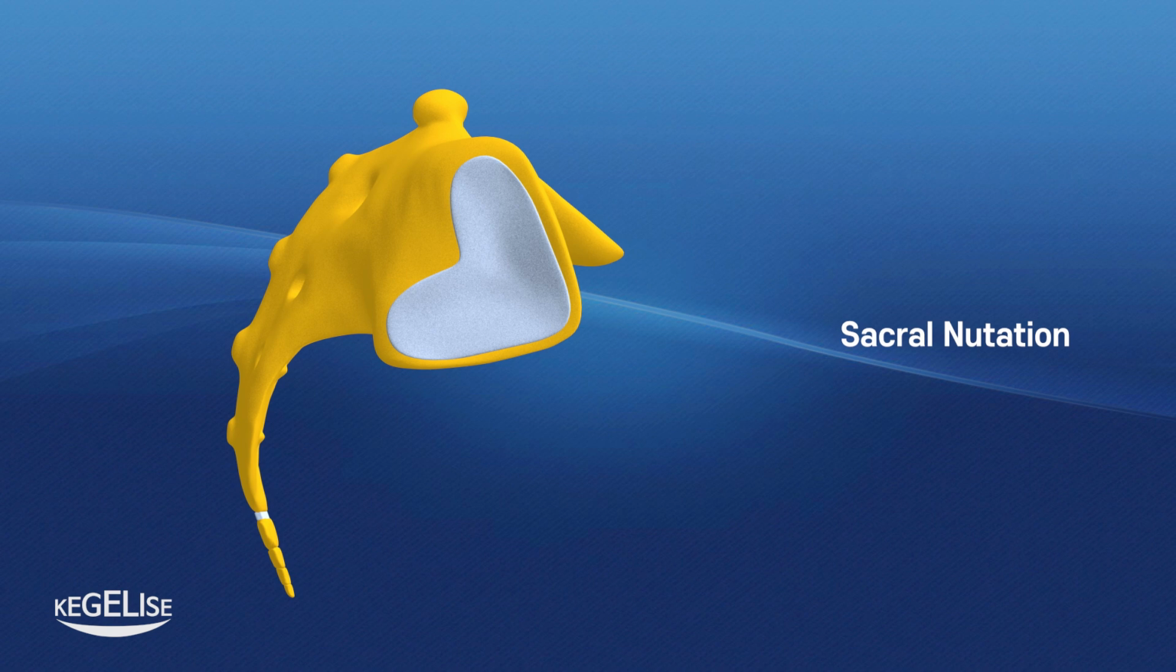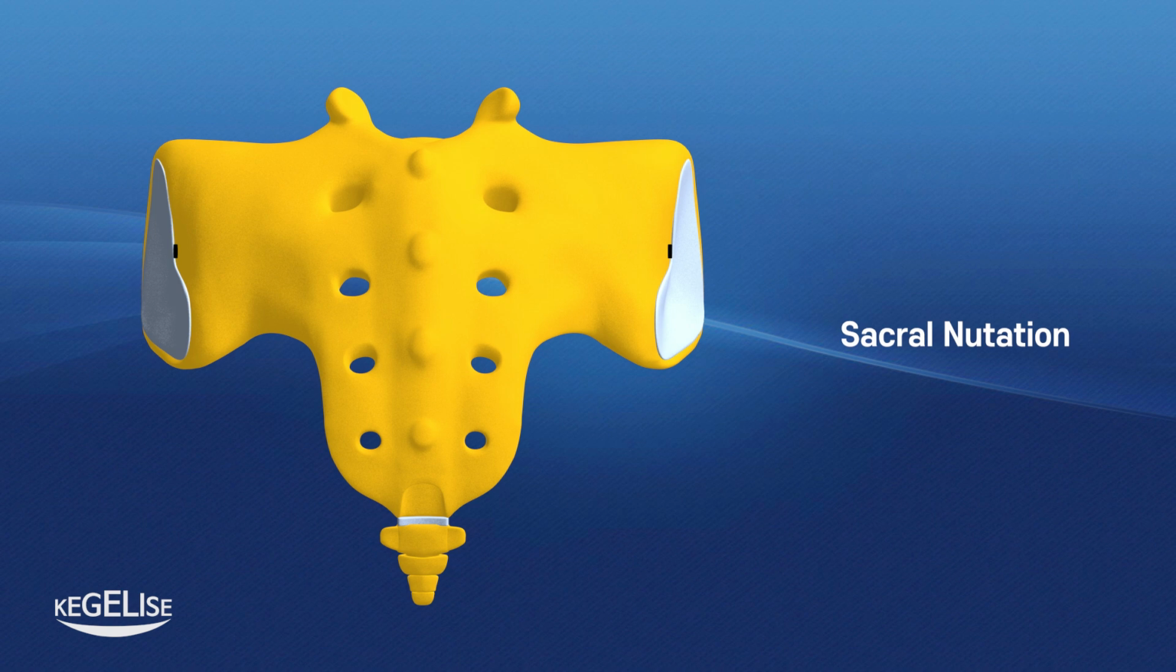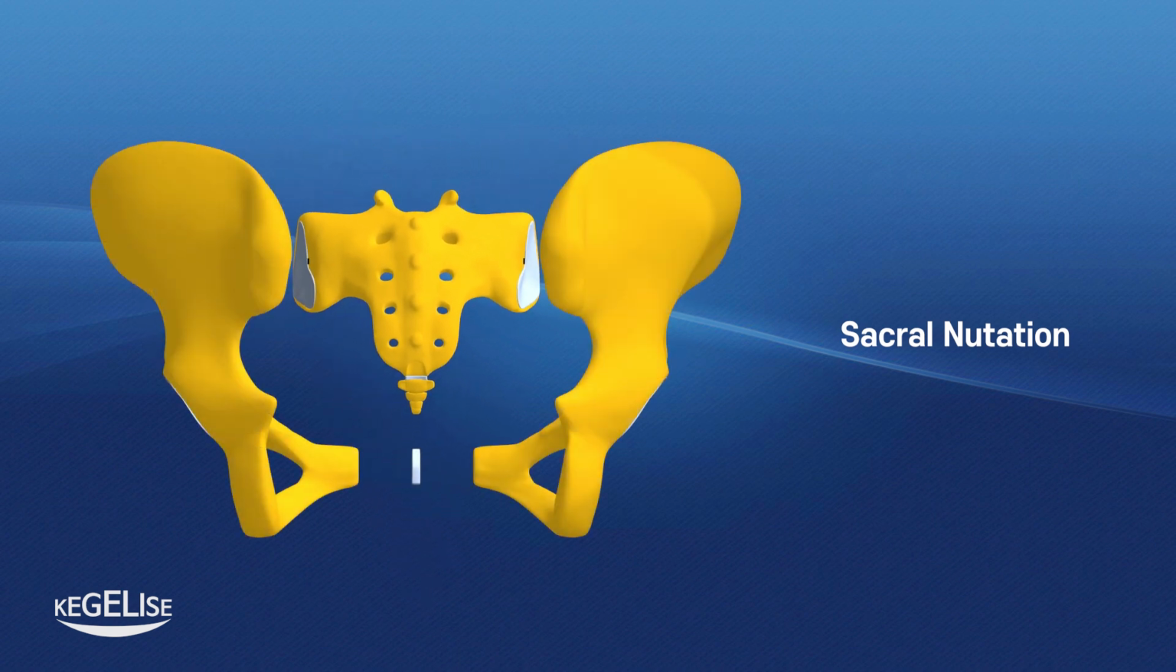The boomerang-shaped part is the articular surface of the sacroiliac joint. The axis for sacral nutation passes just behind both sacroiliac joints. You are viewing the axis for sacral nutation.